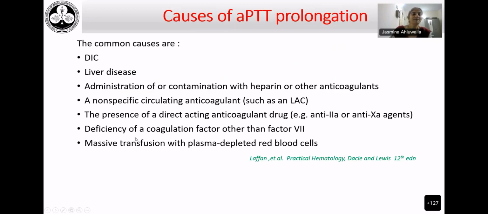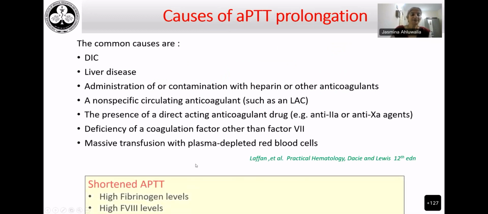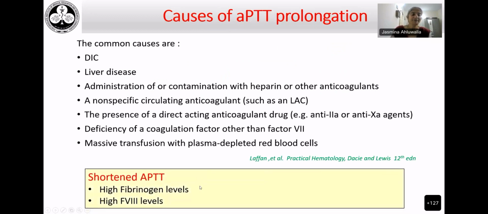And the common causes for an APTT prolongation are DIC, liver disease, contamination with heparin or therapy with heparin, and sometimes presence of some inhibitors like lupus anticoagulant, or the presence of a direct acting oral anticoagulant, or deficiency of any other coagulation factor other than factor 7. A shortening of the APTT will be seen if there are very high fibrinogen levels and high factor VIII levels. These are both acute phase reactants. So in acute situations, the APTT may get shortened.